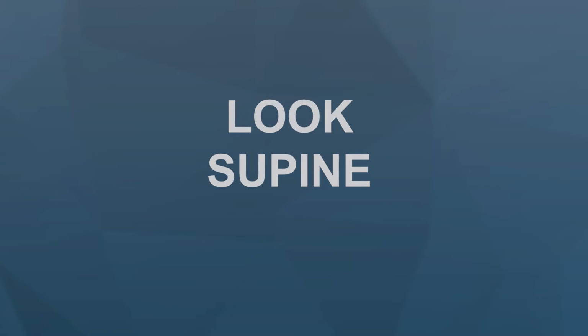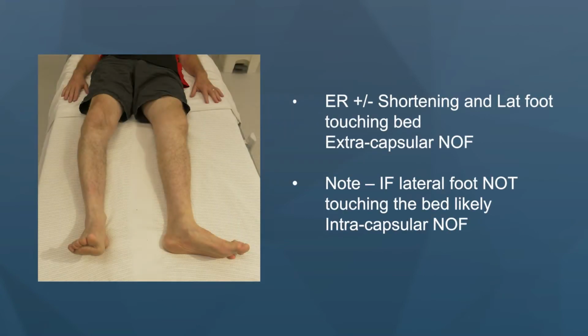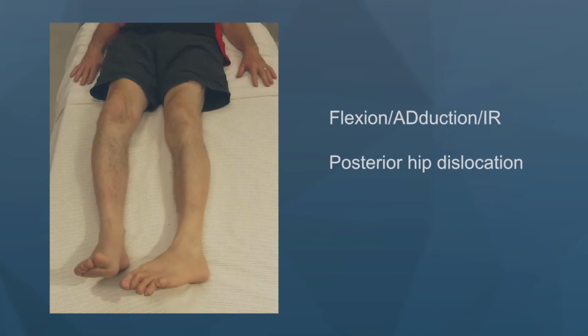Limb attitude. Lower limb trauma patients are usually unable to walk, and it's important to assess the limb attitude while supine, as it will give an indication of common pathologies, including neck of femur fractures and hip dislocations. An externally rotated limb with lateral foot touching the bed would suggest an extracapsular neck of femur fracture. An externally rotated limb with lateral foot not touching the bed would suggest an intracapsular neck of femur fracture or malpositioned arthroplasty. A flexed, adducted and internally rotated limb would suggest a posterior hip dislocation.